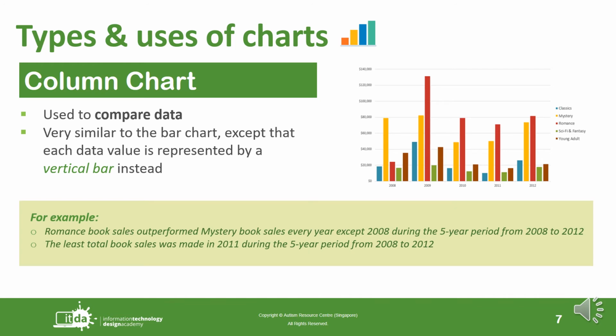So if you were to read a column chart, this is what you will say. Romance book sales outperform mystery book sales every year, except 2008 during the 5-year period from 2008 to 2012. The least total book sales was made in 2011 during the 5-year period from 2008 to 2012.